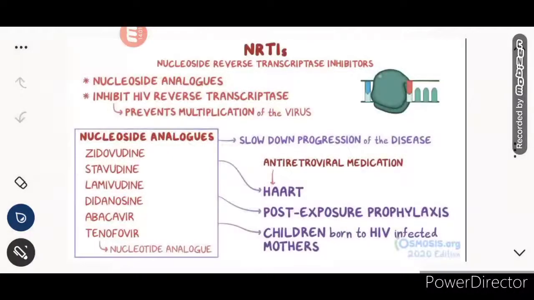Okay, so a quick recap. NRTIs, the nucleoside reverse transcriptase inhibitors, are nucleoside analogs that inhibit HIV reverse transcriptase and prevent multiplication of the virus. The nucleoside analogs are zidovudine, stavudine, lamivudine, didanosine, abacavir, and tenofovir. The single nucleotide analog is tenofovir. Okay, and they slow down the progression of the disease. They are antiretroviral medication used in HAART, that is highly active antiretroviral therapy, and they are also used for post-exposure prophylaxis and in children born to HIV-infected mothers.